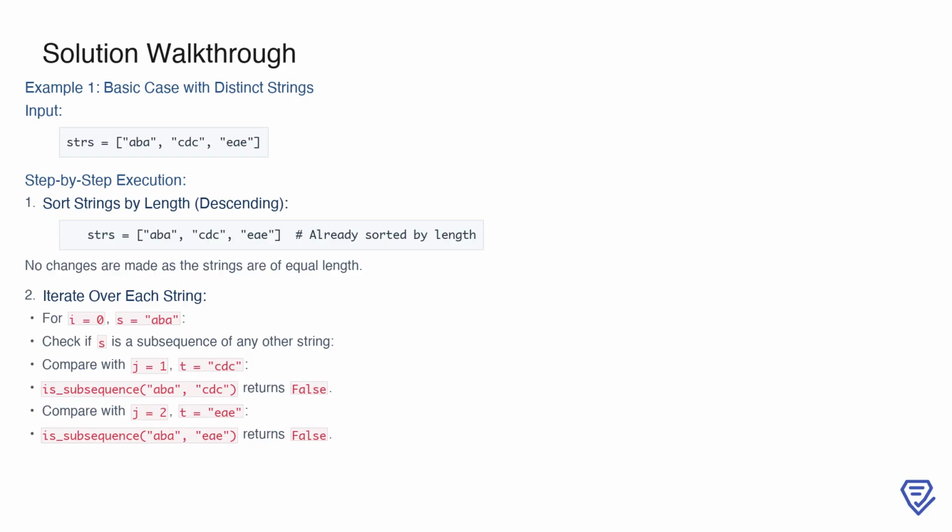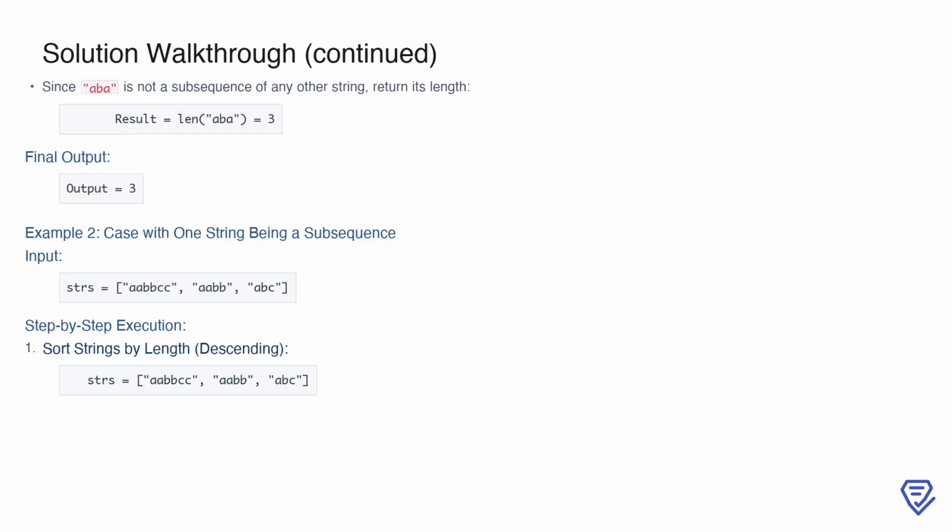Next, we iterate over each string to determine if it is a subsequence of any other string in the list. Starting with the string ABA, we compare it against CDC to check if ABA is a subsequence of CDC. This involves verifying if all characters in ABA appear in CDC in the same relative order. The result here is false. Then, we compare ABA with EAE and find that it is not a subsequence of EAE either. This means ABA is not a subsequence of any other string in the list so far.